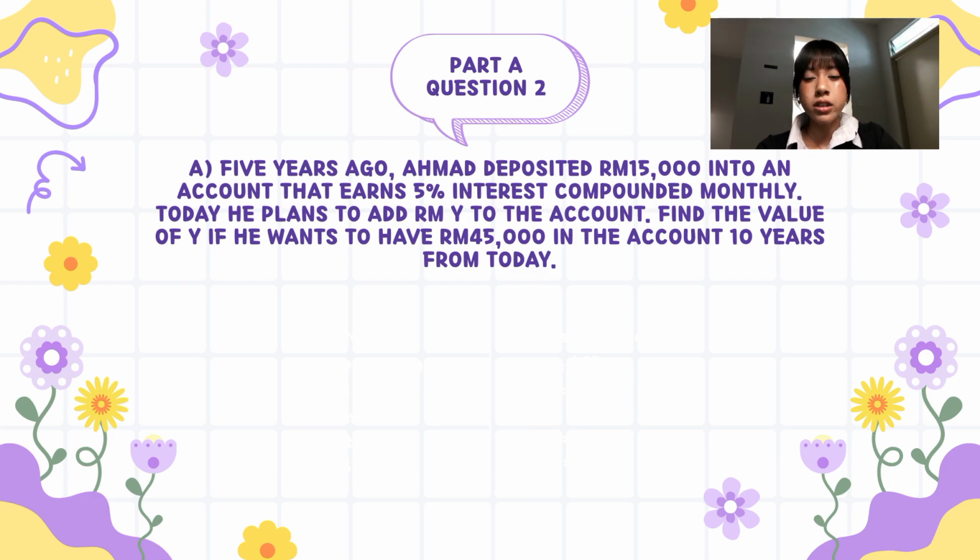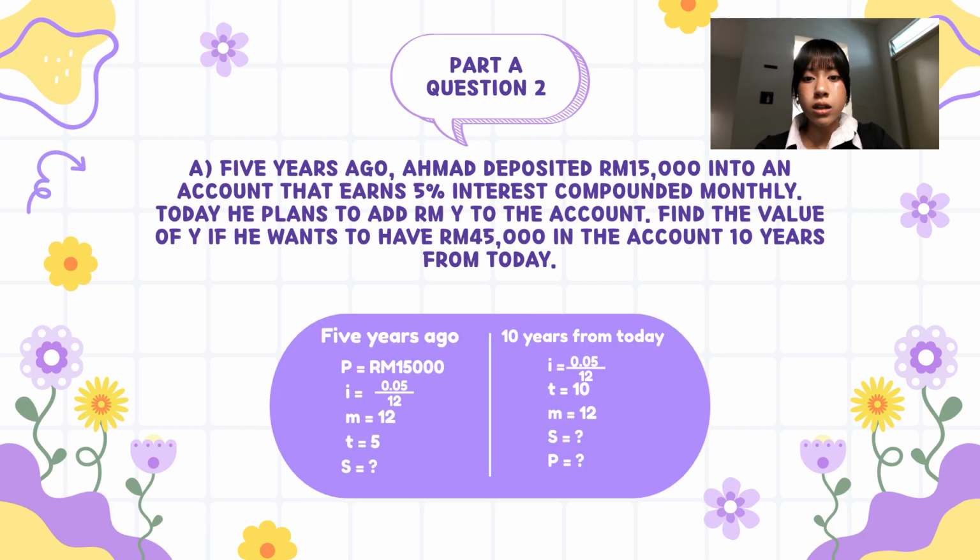Question 2, A. 5 years ago, Ahmad deposited 15,000 ringgit into an account that earns 5% interest compounded monthly. Today, he plans to add RMY to the account. Find the value of Y if he wants to have 45,000 ringgit in the account 10 years from today. So there are 2 calculations that we will be doing, which is from 5 years ago and 10 years after from today. And again, to start, we will list down all the details that we have.